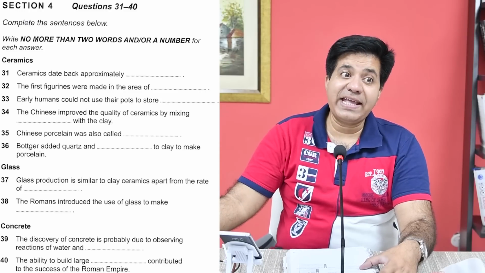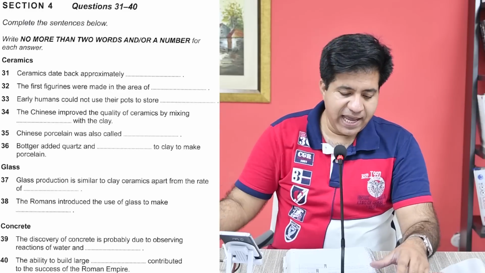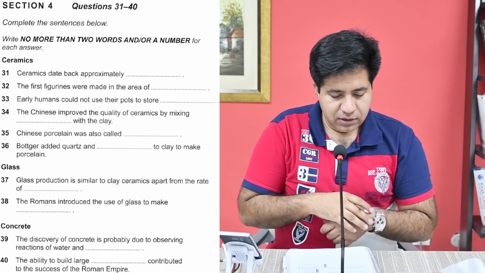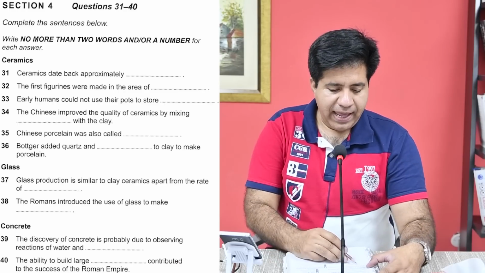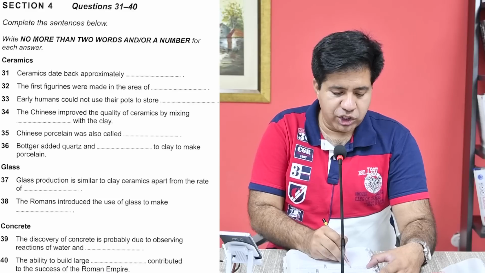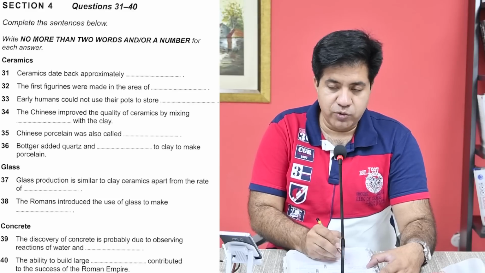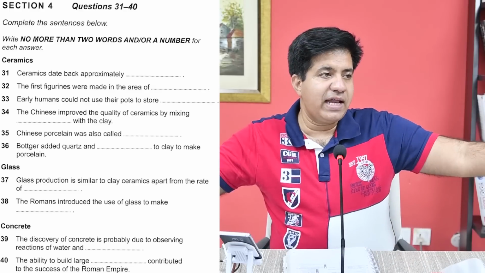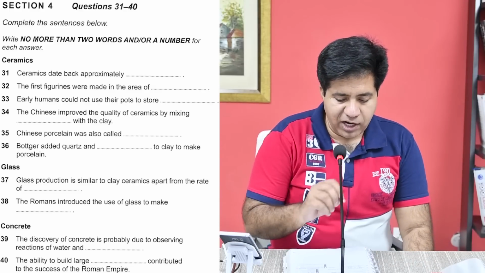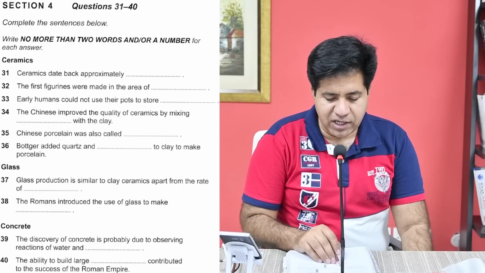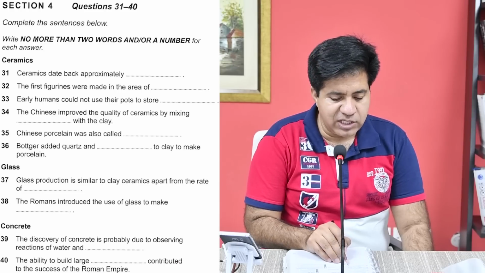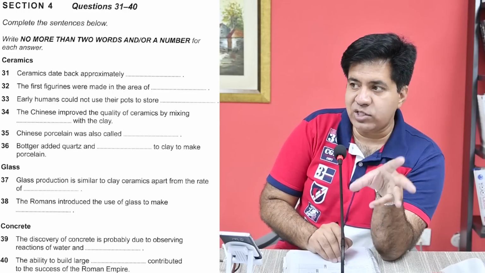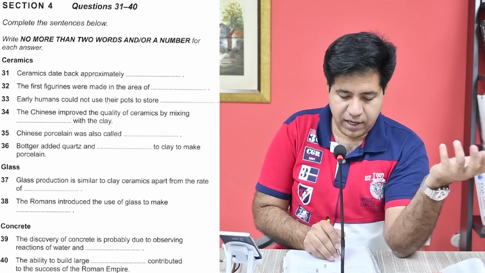When volcanic ash and water, exactly, it gets extremely hard. So volcanic ash. Question number 40. Ability to build large. Now for large they might use any other word, big, gigantic, or they can talk about it in a certain way that it looks large or big. So large means size. Ability to build large dash contributed to the success of Roman Empire. Something which contributed to the success of Roman Empire is the answer, right? Large.